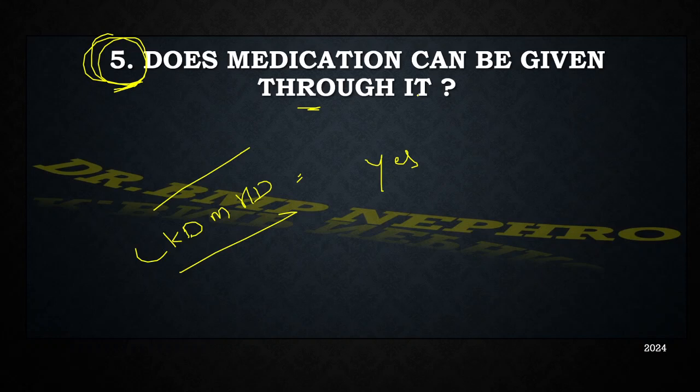But the answer for this question, can medication be given or can it be used as a central line? Yes. If the patient is admitted and has no other vascular access, if there are no veins in the periphery, you can use this.